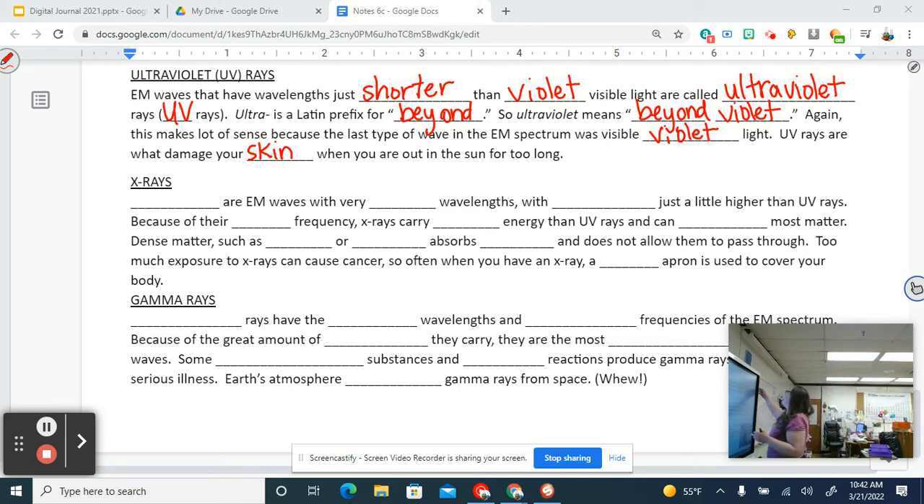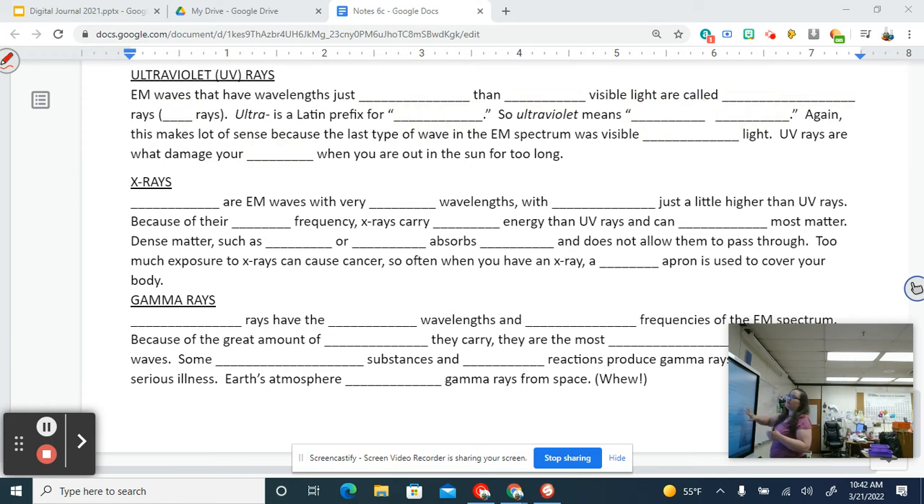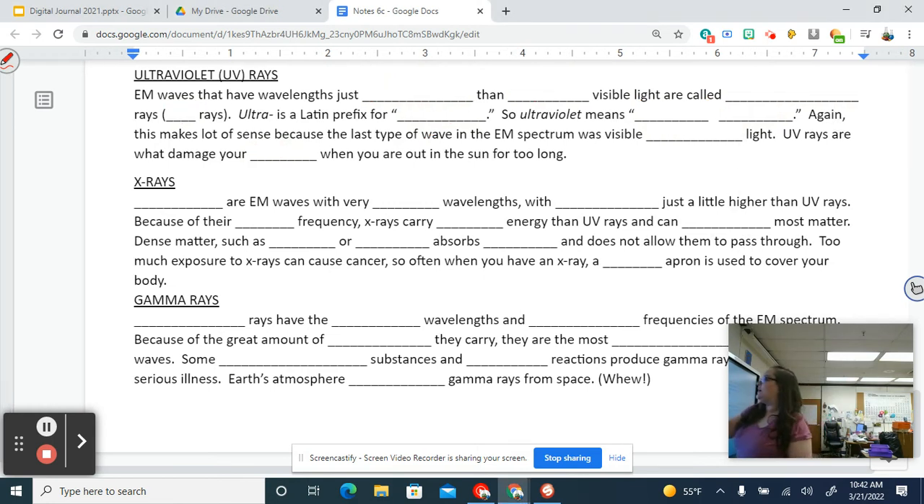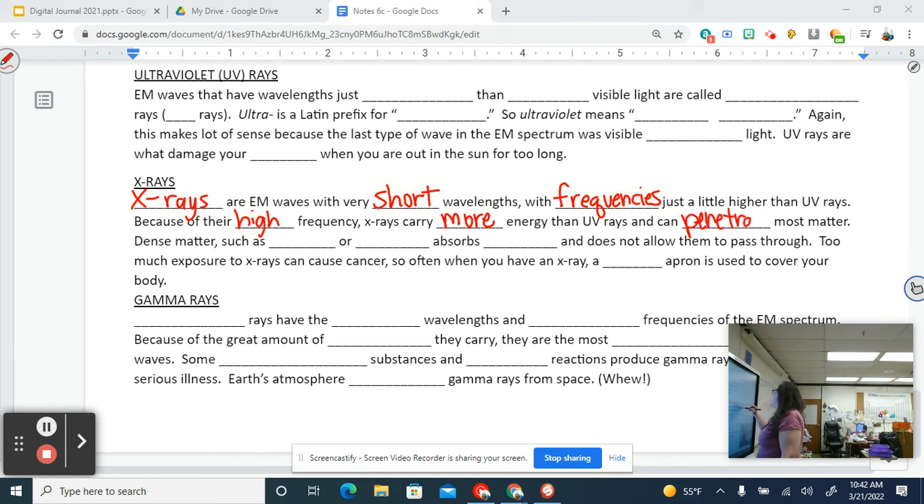All right, again, pause that if you need to. I'm going to move on. X-rays are EM waves with very short wavelengths and frequencies just a little higher than UV rays. Because of their high frequency, X-rays carry more energy than UV rays and can penetrate most matter. Dense matter, such as bone or lead, absorbs X-rays and does not allow them to pass through.